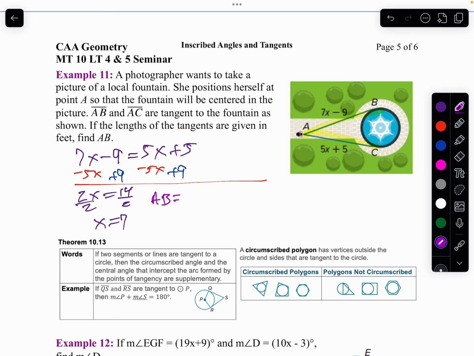we're going to put 7 in for x. So I'll go 7 times 5 minus 9. I don't know why I keep on saying 5. It's 7. 7 times 7 minus 9. And that will be 49 minus 9.